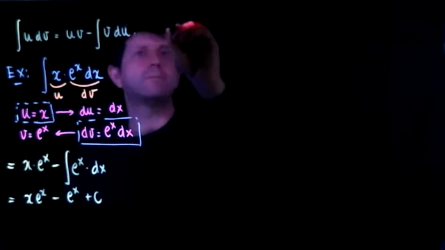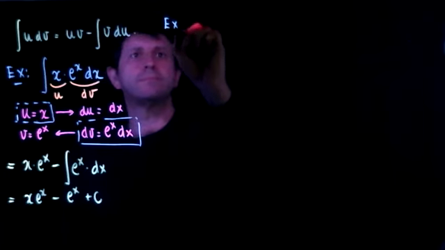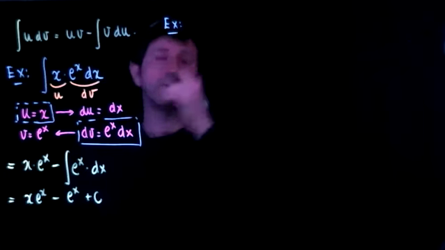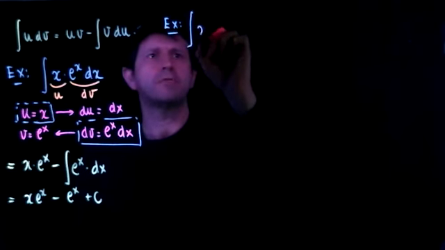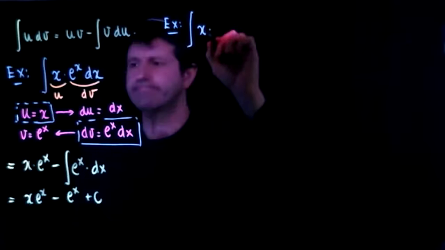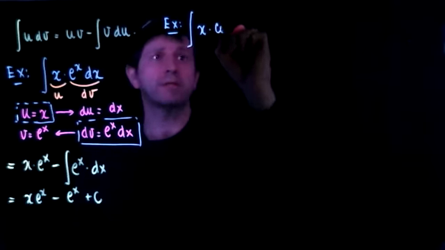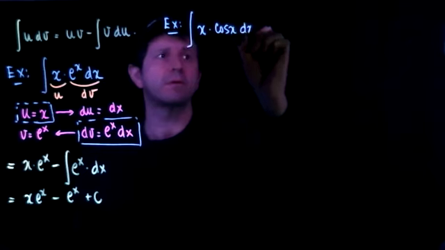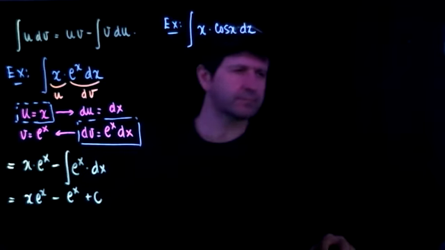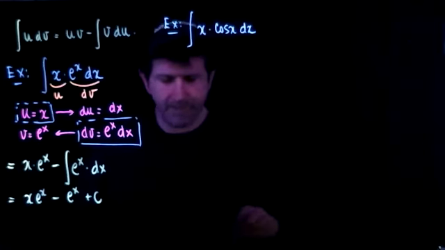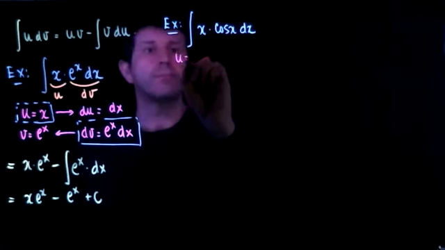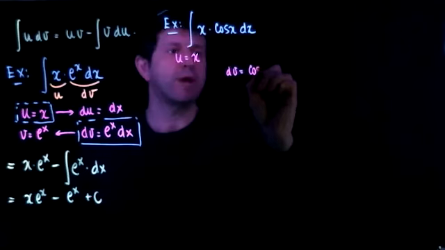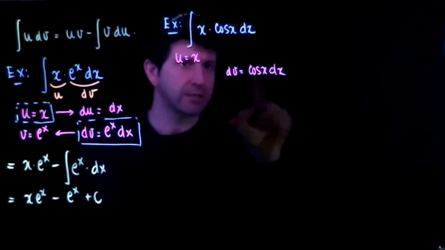So another example. Let's try an easy one. The integral of x times cos of x dx. So what are we going to put as a u? Again, u is x, and dv is cos of x. Don't forget dx, cos of x dx.